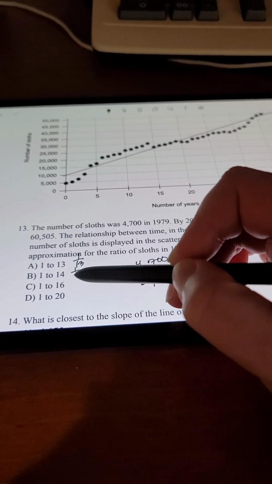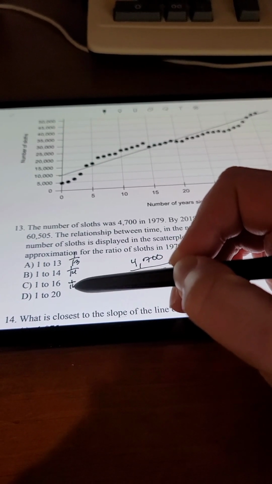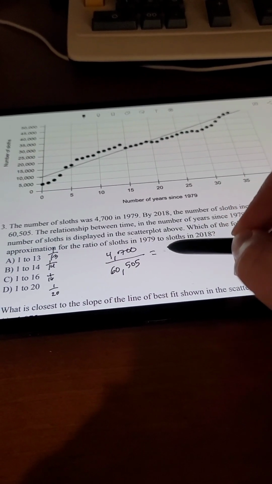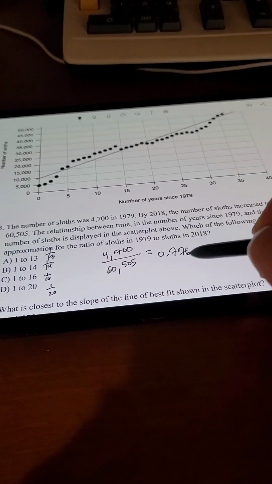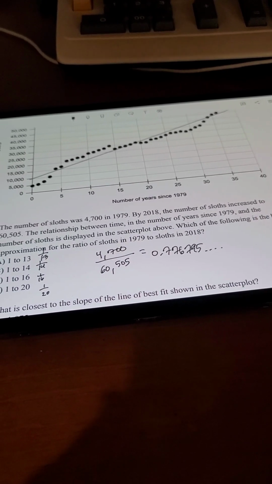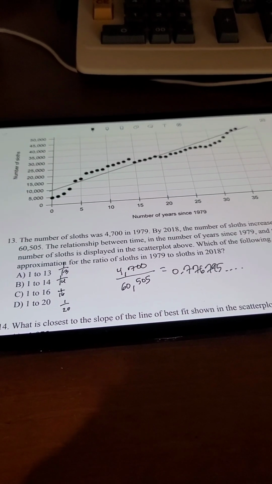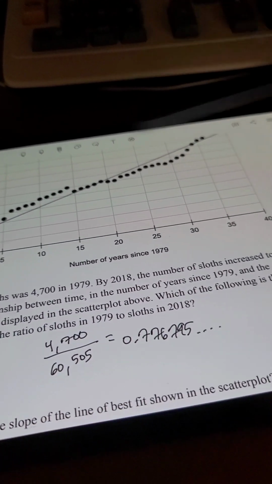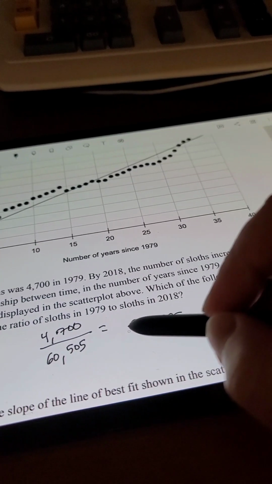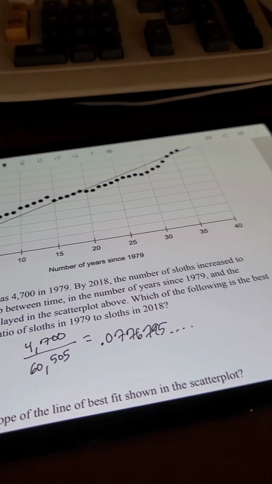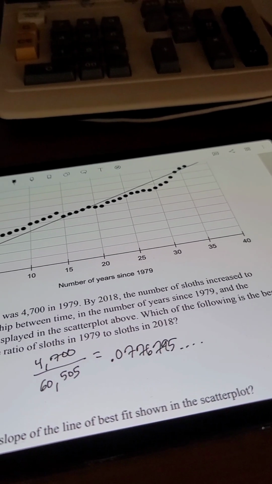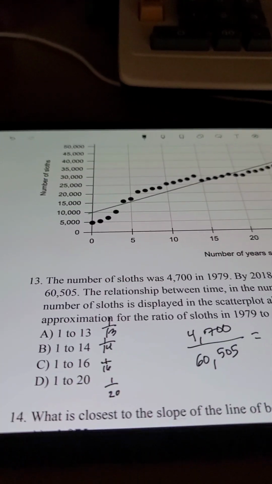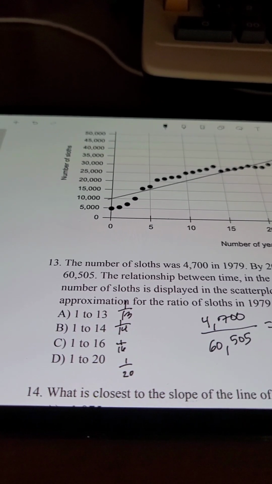Because this is 1 over 13, this would be 1 over 14, this would be 1 over 16, this would be 1 over 20. So see what gets you the closest to this. So this guy is going to be 0.0776795, yada, yada, yada. So let's see what gets us closest to that as a strategy. And I just realized I put the decimal in the wrong place. I don't know what's wrong with me today. Sorry. It's 0.0776. Okay, so now let's do it for each of these.